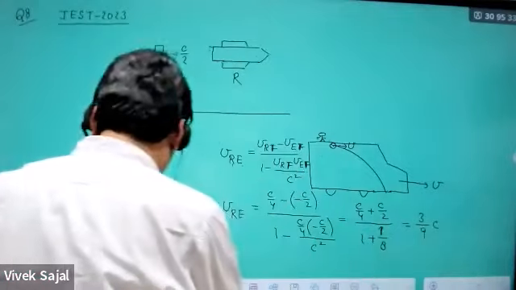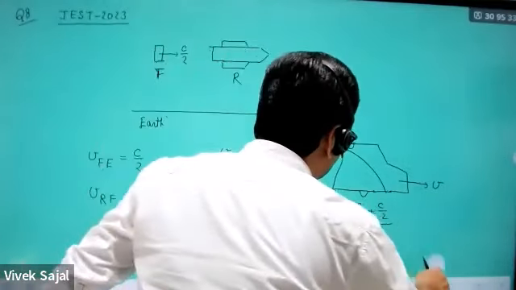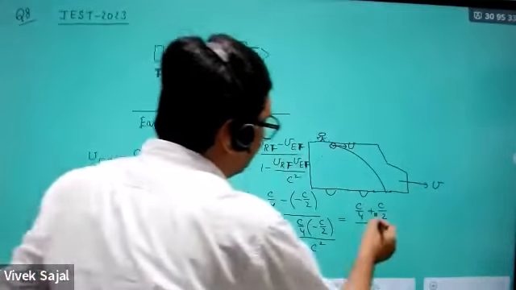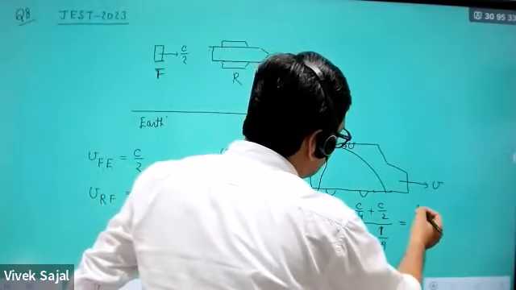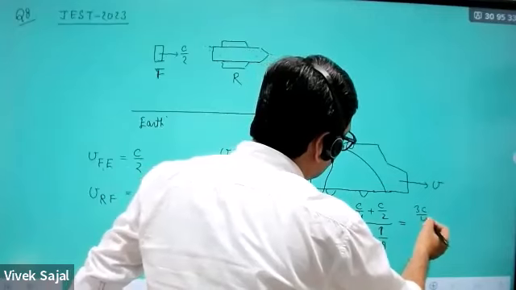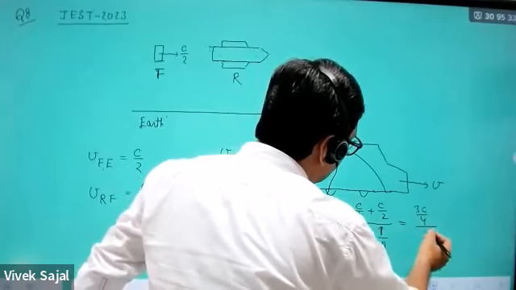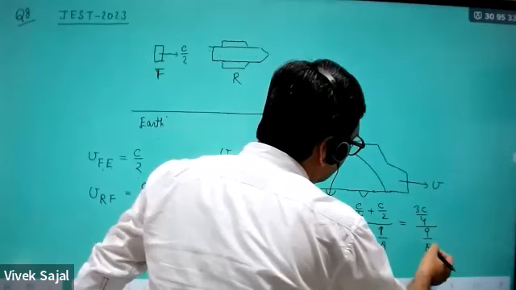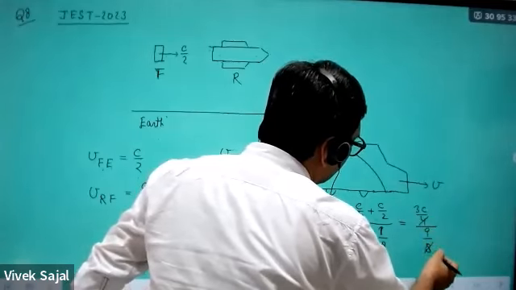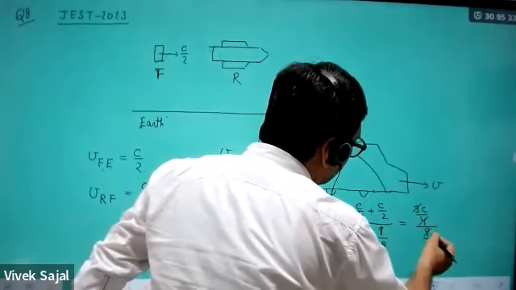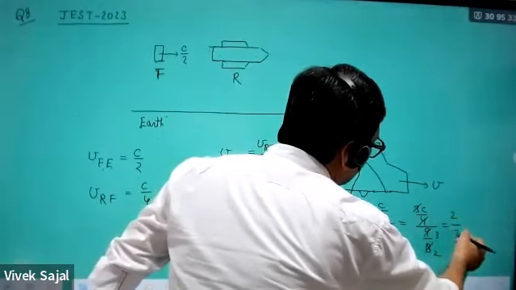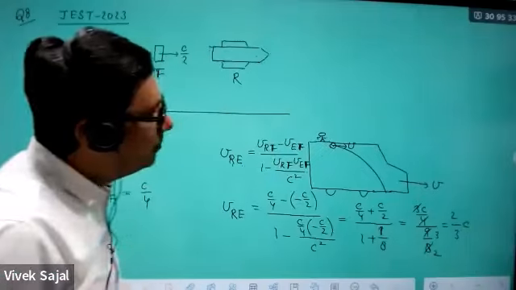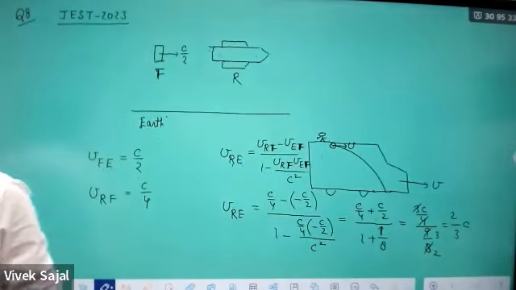So final 2 by 3C. So this will be 2C by 4. So this will be 3C by 4 here, and this will be 9 by 8. So 4 to the 8, 3 the 9. So this will be 2 by 3C. Yes sir. This should be right. Now, next question, beta.